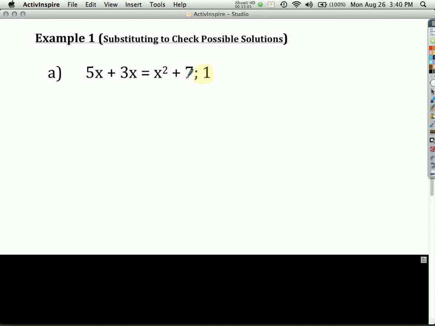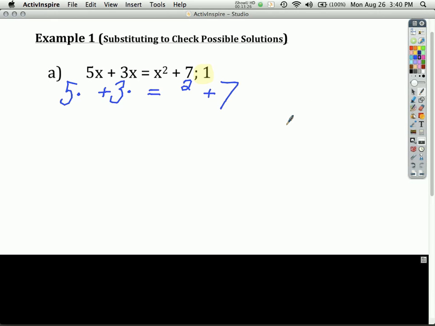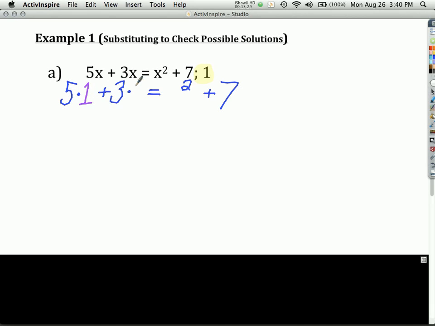So, we're going to rewrite the equation, but we're not going to have the x. So we've got 5 times, we're going to put in a 1, plus 3 times, we're going to put in a 1, equals 1 squared plus 7. And just to illustrate what was done, I'm going to use a different color so you can see it. So it's 5 times the 1 plus 3 times the 1, equals 1 squared plus 7. Now we have to simplify everything and see if it comes out true.